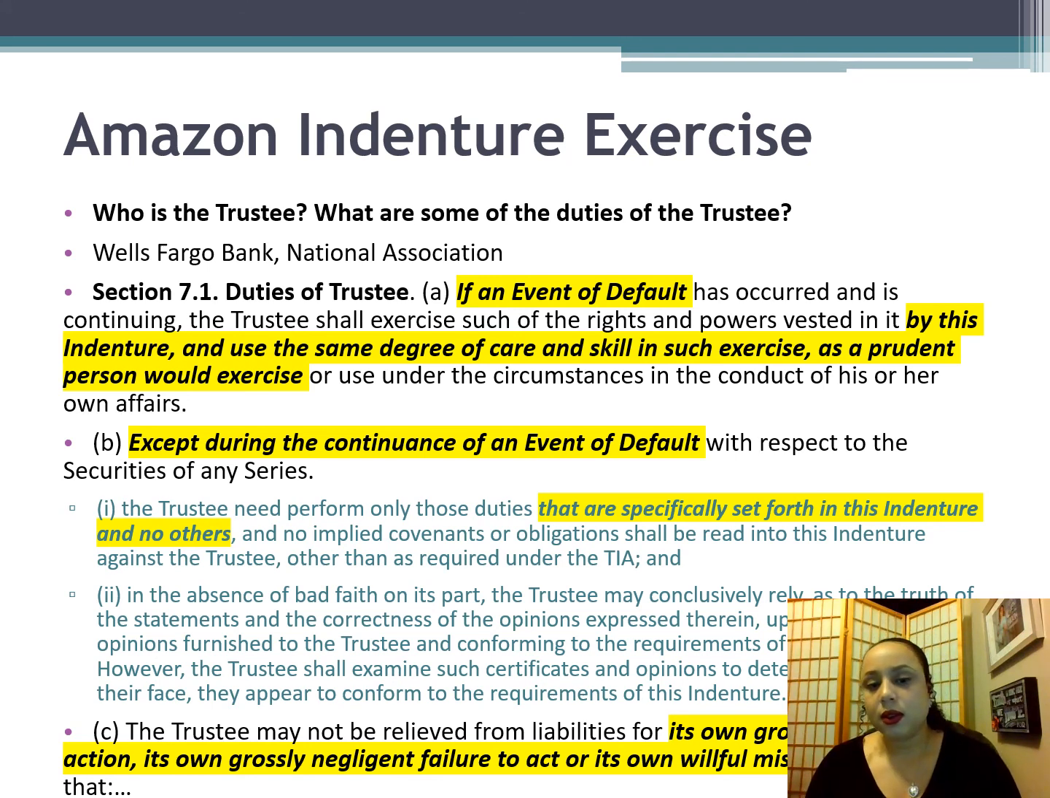C is interesting, okay? There's more language that I did not include in this provision. The trustee may not be relieved from liabilities for its own gross negligence. That looks like a duty of care violation, or its own grossly negligent failure to act, or its own willful misconduct. That looks like duty of good faith. And so there seems to be a possibility under C for trustees to be liable for grossly negligent conduct or willful misconduct.